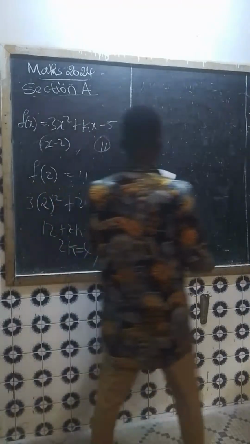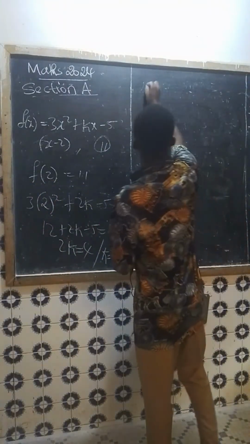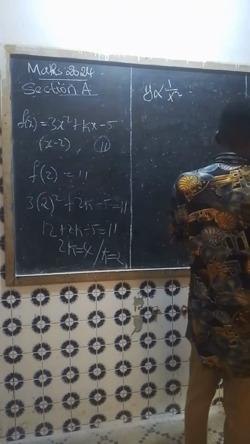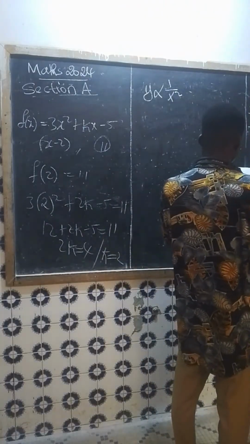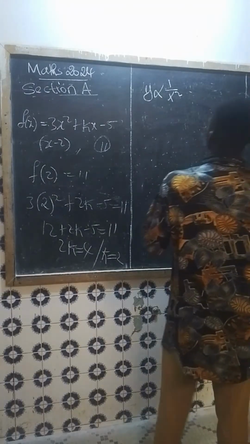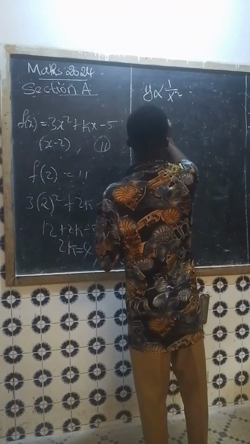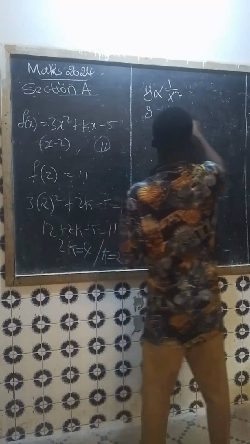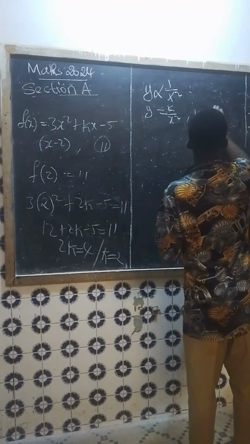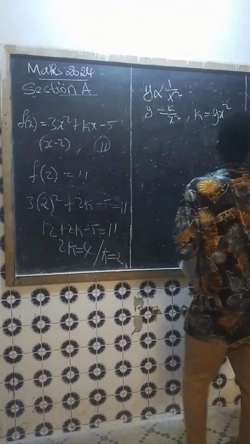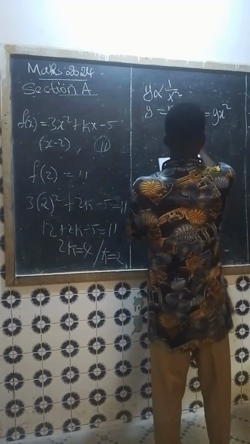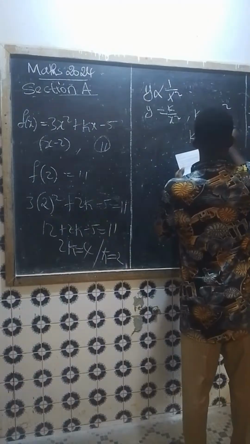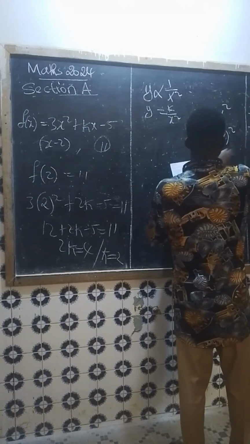Y varies inversely as the square of x. So this means that y is equal to k over x squared, and k is equal to yx squared. So now they say that y is 1 when x is 4. So k is 16.